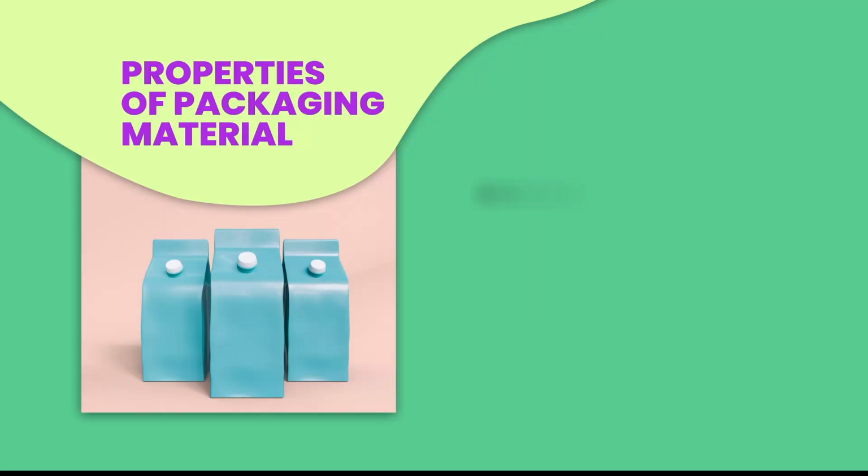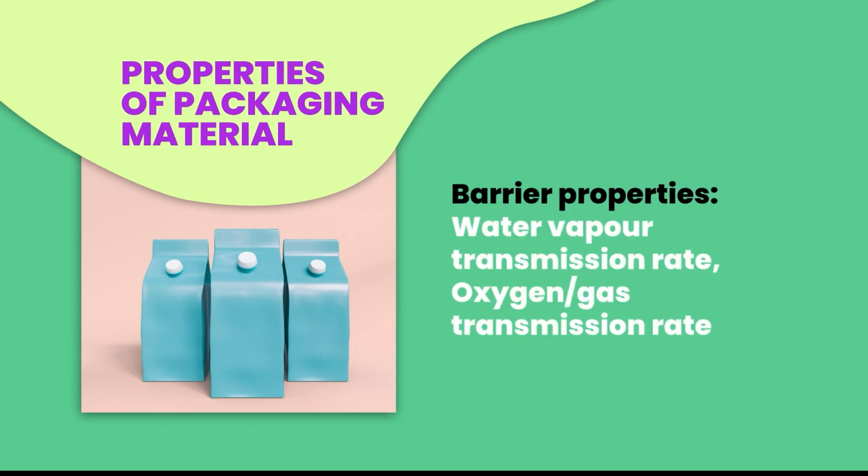Then a very important property of packaging materials is barrier properties, because we know that we have to protect the food from the external environmental factors like moisture and the different gases. So we need to prevent the transmission of water vapor and oxygen or other gases through the packaging material. So there are two important barrier properties. One is known as water vapor transmission rate or WVTR. Another one is oxygen transmission rate or gas transmission rate, that is GTR.